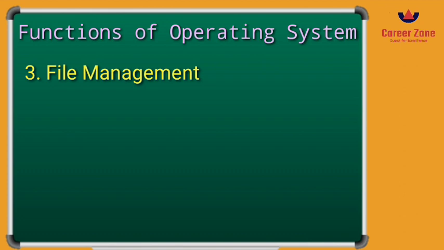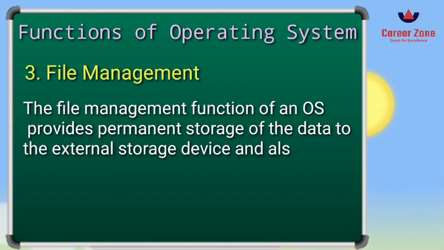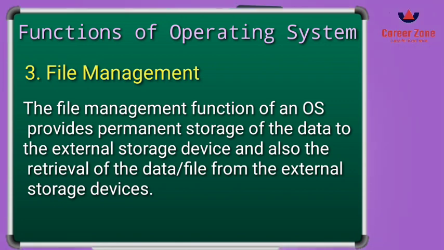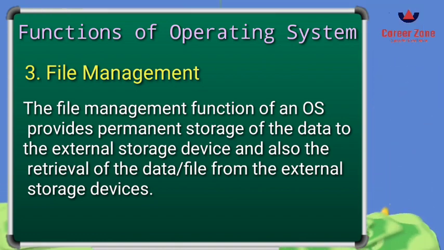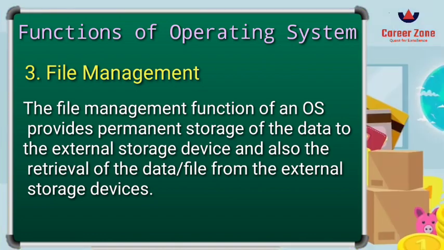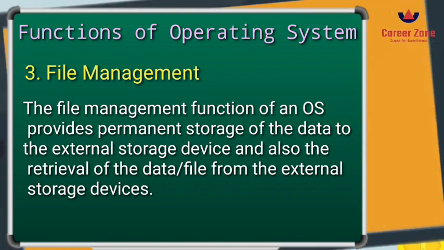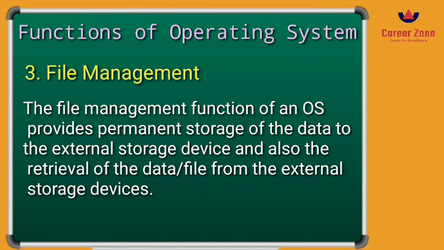The third function of the operating system is file management. In this, the operating system provides permanent storage for the file which you are creating on the computer at a particular point of time. Or you can say it handles accessing files from the external storage or saving files to the external storage. Storing the data and the file in an appropriate location is done by the operating system. And whenever you try to retrieve or access those files, the file is provided by the operating system only.